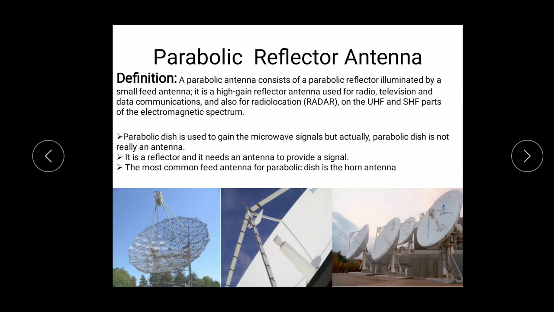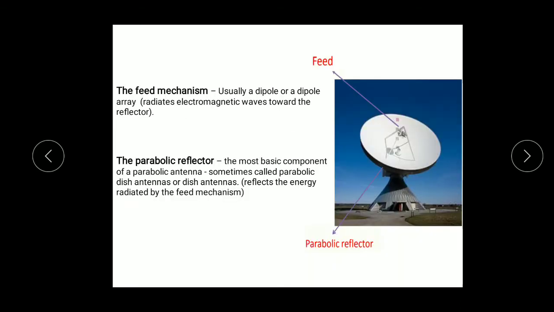A parabolic dish is used to gain the microwave signal, but actually a parabolic dish is not really an antenna. It is a reflector and needs an antenna to provide a signal. The most common feed antenna for a parabolic dish is the horn antenna. The only task of the reflector is to reflect the electromagnetic signal coming from the horn antenna or another electromagnetic source. So this is an example of the reflector antenna.